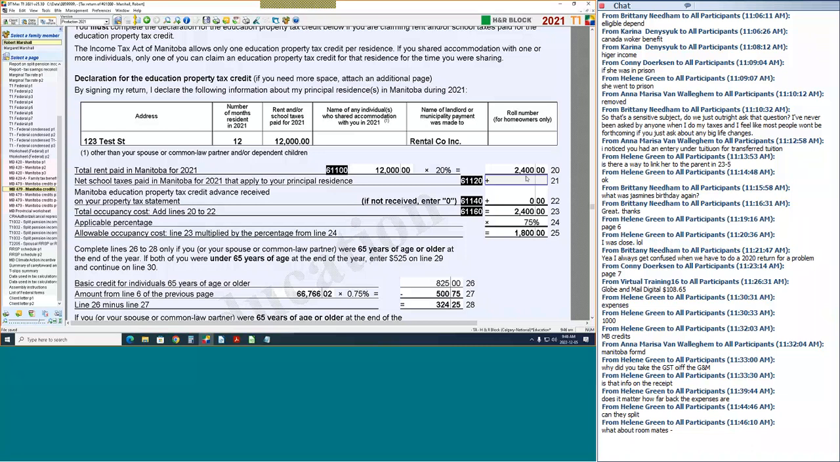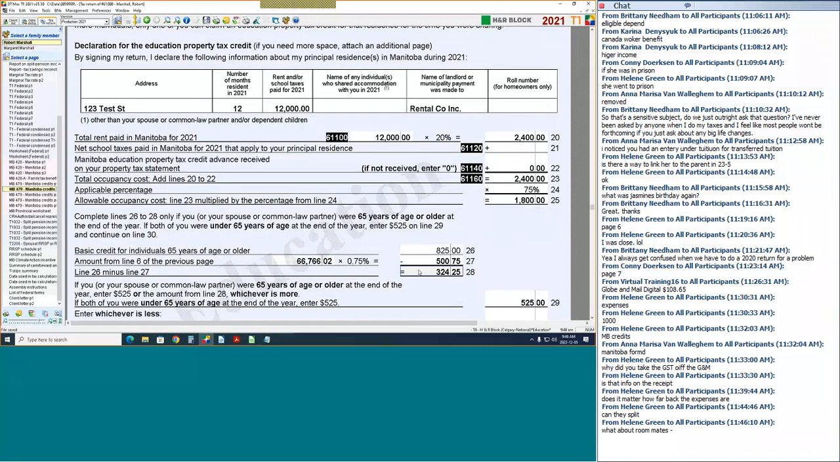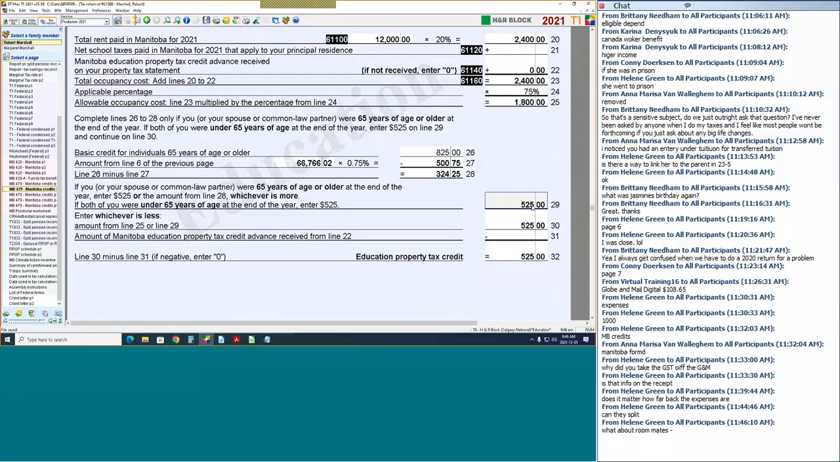What I do is I show them on the tax return, this is how much the credit is worth. For 2021, it was $525. This is how much the credit was worth. And then they can divvy it up after they get their refund any way they want to. But that happens after the tax return is done, not on the tax return.